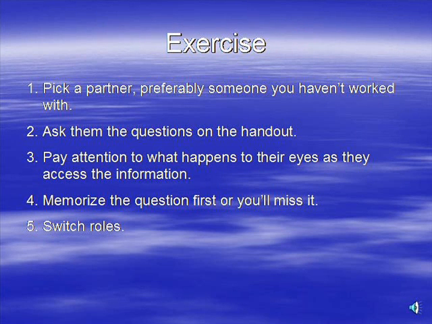Okay, so a really good exercise to do is to pick a partner, or you can do this without the person knowing. You can go up and start speaking to them and begin to ask them some questions. If you look in the handout, you'll find an example of some of these questions. And then as you ask them, just pay attention to what happens to their eyes as they access the information. A really good thing to do is to memorize the questions first, then ask them, because sometimes it happens very quickly. So if you look down and ask the questions, by the time you look up, you'll have missed the actual eye accessing cue. So go ahead and do this, and then switch roles.